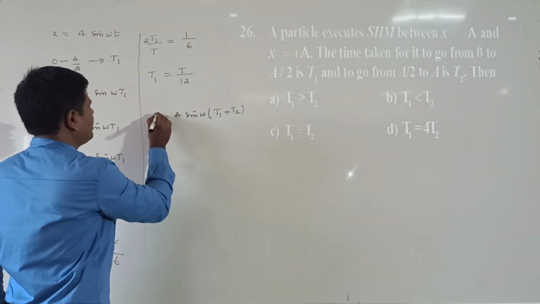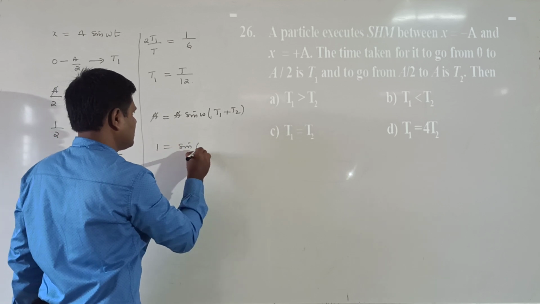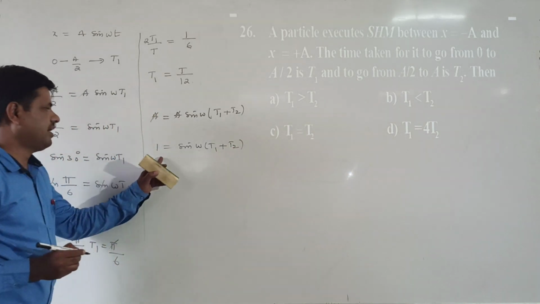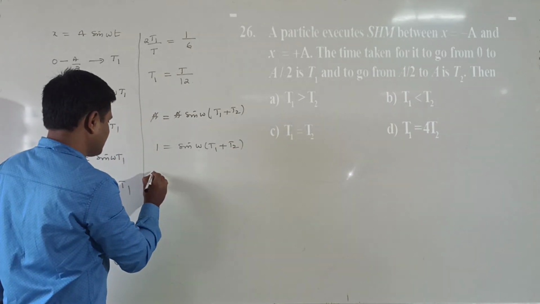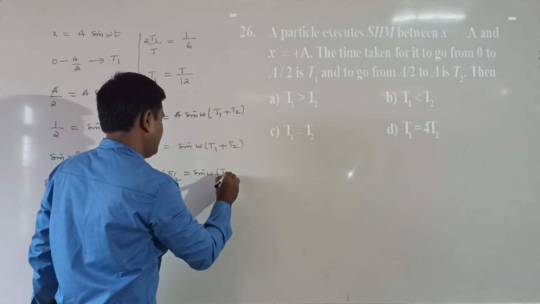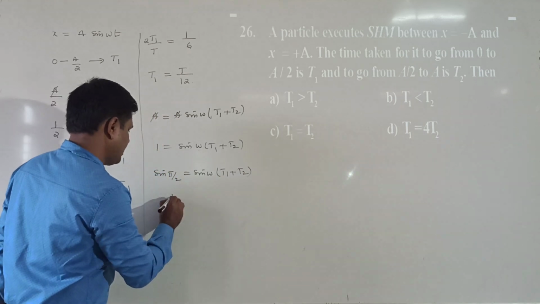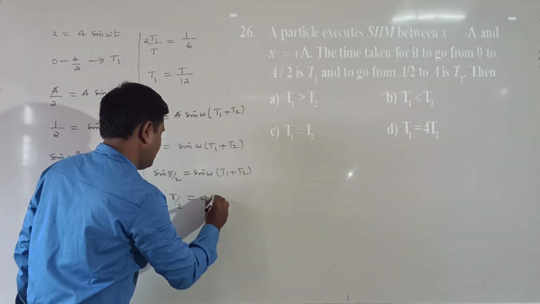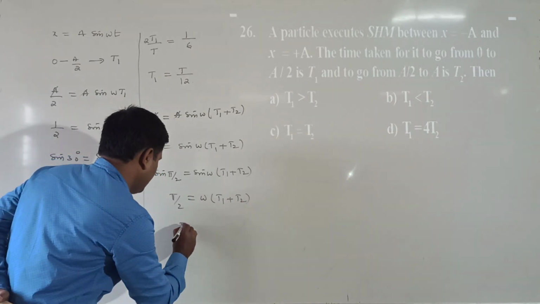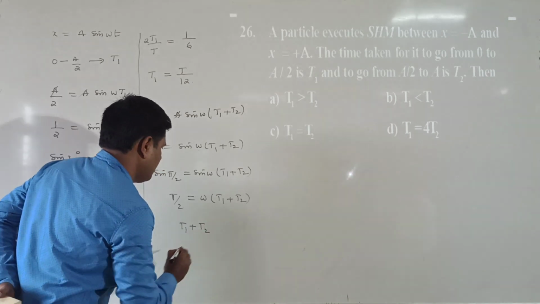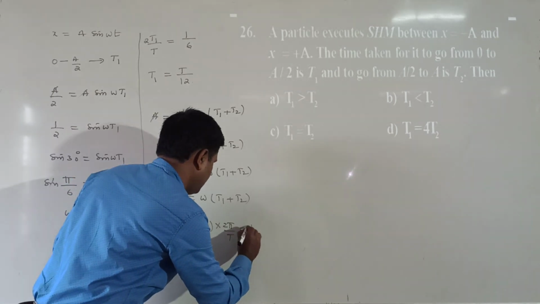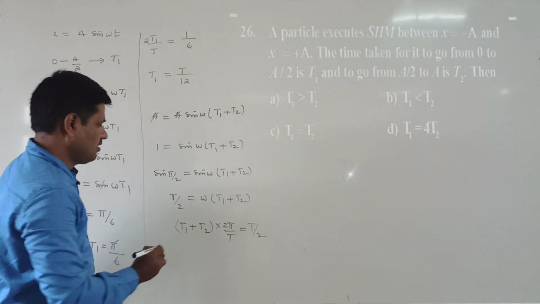So now a is cancelled. Now 1 is equal to sin omega into t1 plus t2. Sin 90 is coming here. Sin 90 means sin pi by 2 is equal to sin omega into t1 plus t2. That sin is cancelled. Pi by 2 is equal to omega into t1 plus t2.